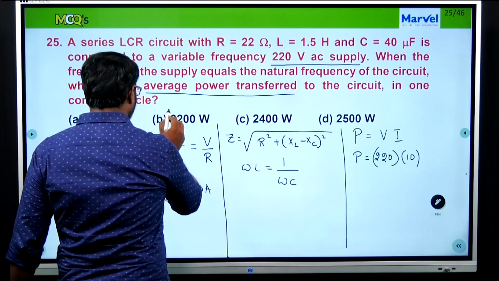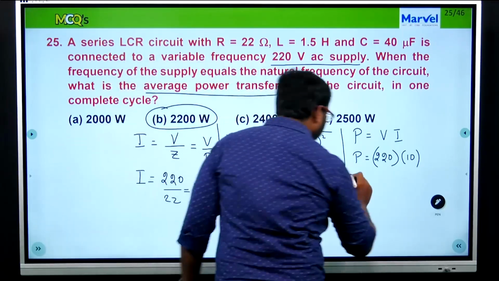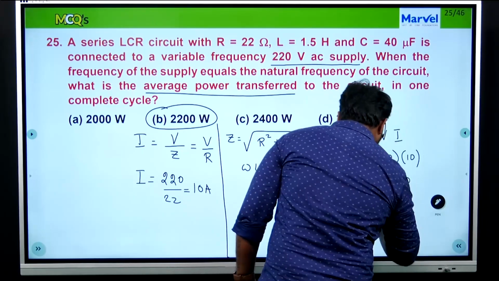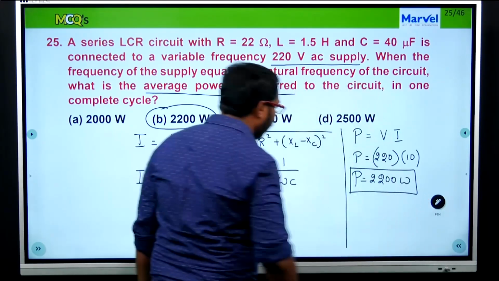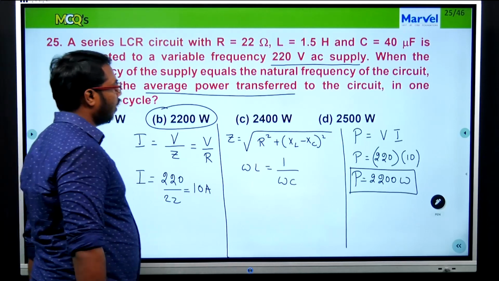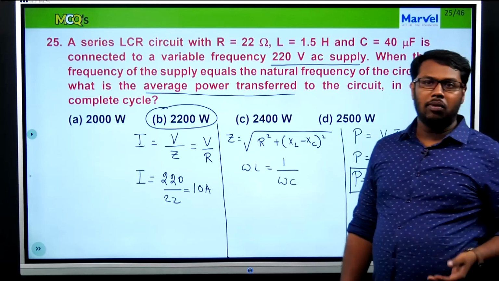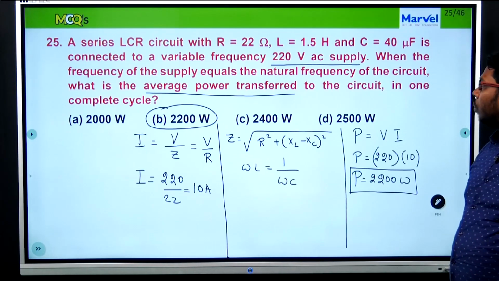P equals 2200 watt. This is the value of the power that is delivered by the entire circuit.